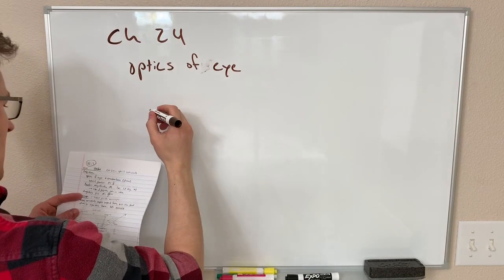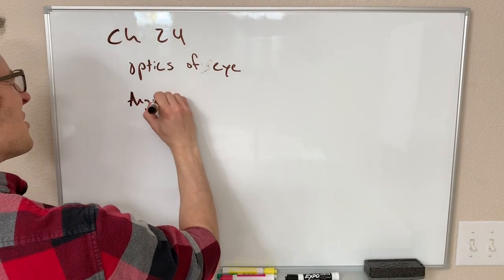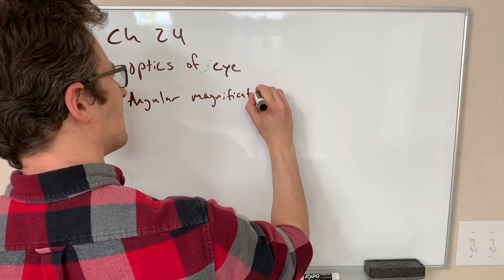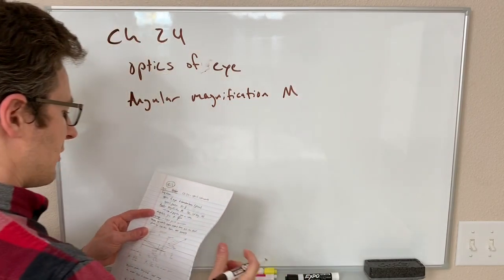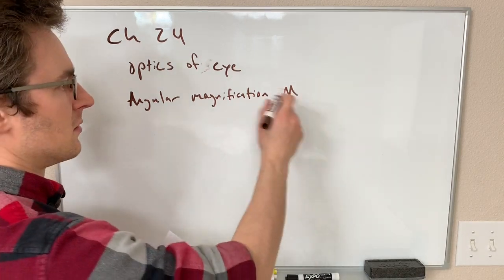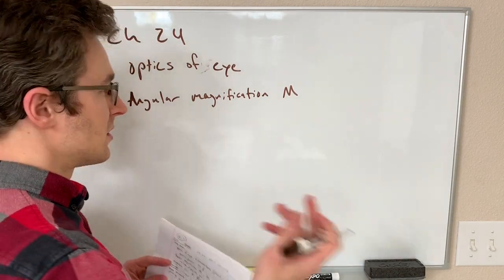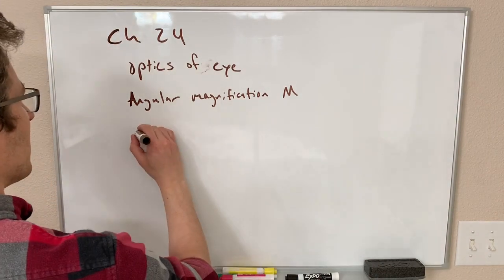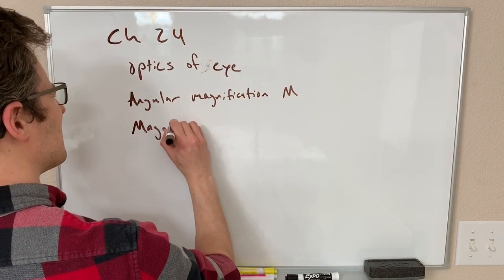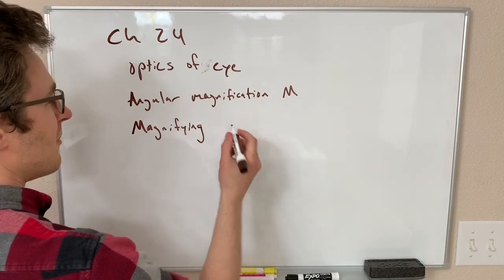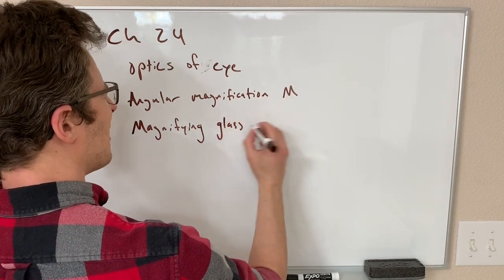We talked about angular magnification, which is going to come up again in a second. Angular magnification, capital M. So this is related to how big an object looks when projected onto our retina. That is, the light-sensitive part of the eye. And we also talked about the magnification of a magnifying glass and how that works.